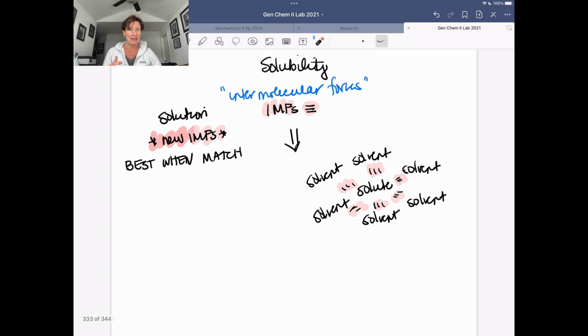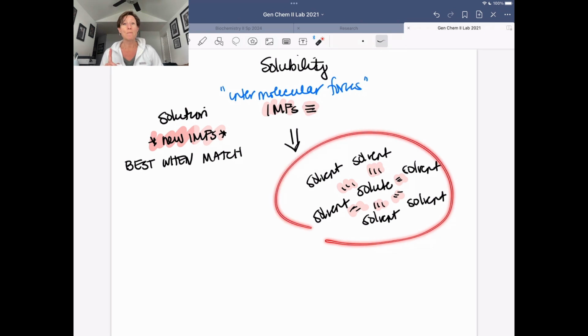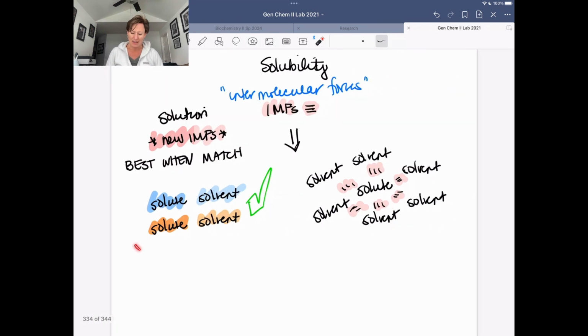Okay, so expanding on this just a little bit more, these new intermolecular forces are going to be best when they match. That's going to happen when we have solute and solvent both being polar. So a polar solute-solvent match and a nonpolar solute-solvent match. Those are going to be matches, and so that's going to be a soluble situation. In that case, we're going to have solute be soluble in solvent.